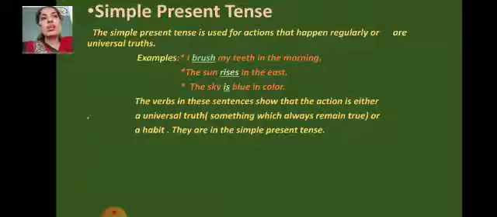Examples: I brush my teeth in the morning. The sun rises in the east. The sky is blue in color. So children, you can see the verbs which are underlined, they are telling about the regularity of the actions, or they are telling about the universal truths. Okay, the verbs in these sentences show that the action is either a universal truth. What is the meaning of universal truth? Something which always remains true, or a habit. They are in the simple present tense.